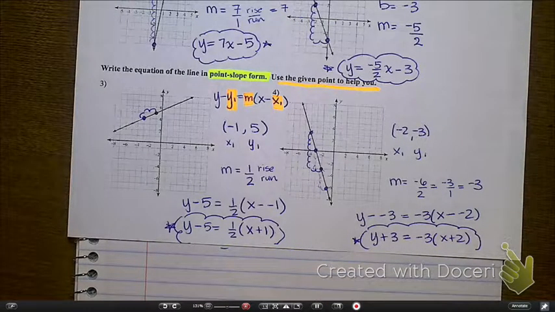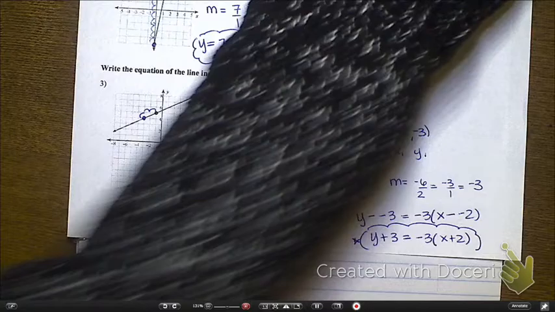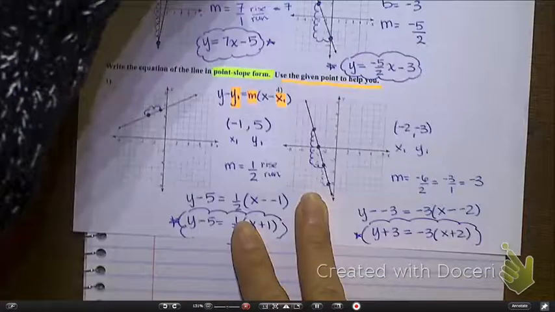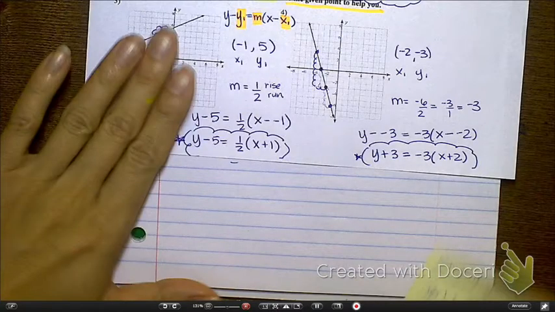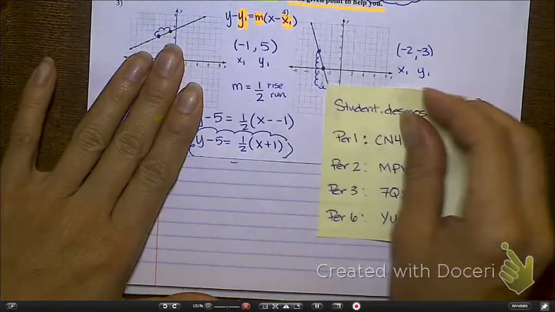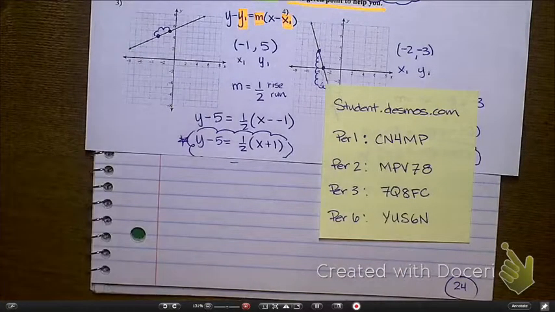Okay. So here's what you guys are going to do next. Yesterday when I was gone, the second activity you were supposed to do was a Desmos activity, which a lot of you guys did not get to. So if you did not finish the Desmos activity, you're going to finish it. Here are your class codes, depending on what period.